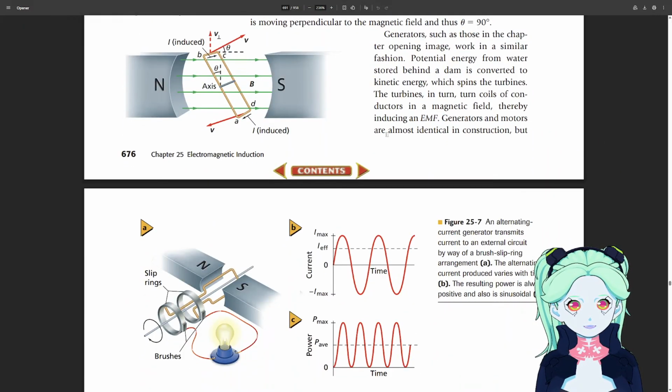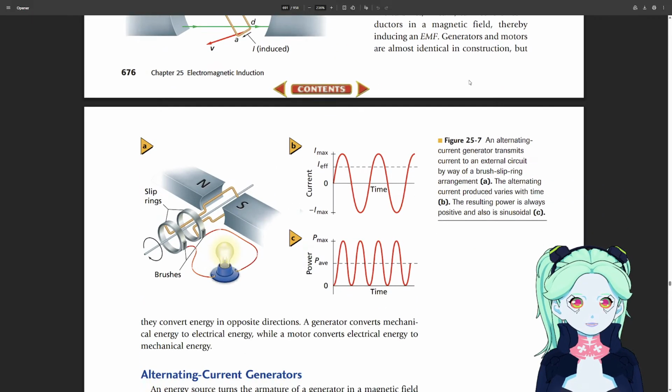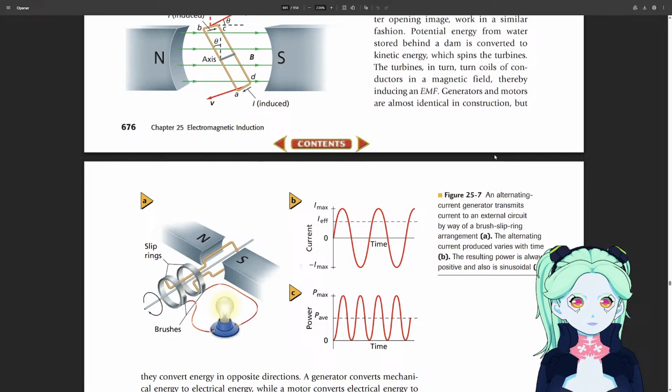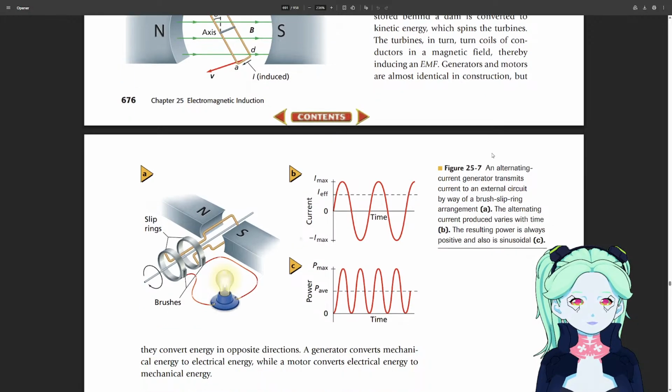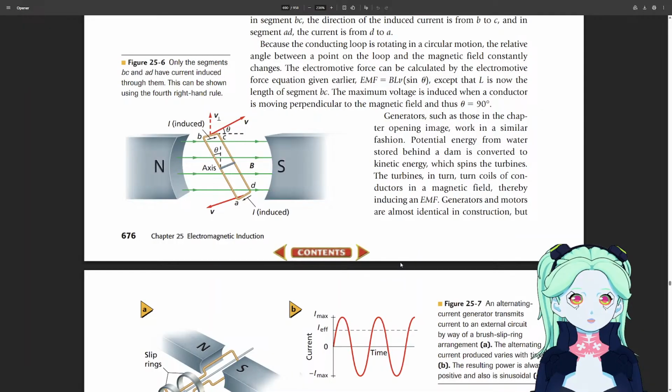Generators and motors are almost identical in construction, but they convert energy in opposite directions. A generator converts mechanical energy to electrical energy, while a motor converts electrical energy to mechanical energy.